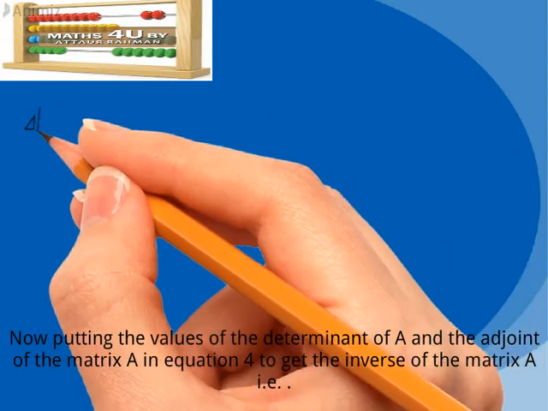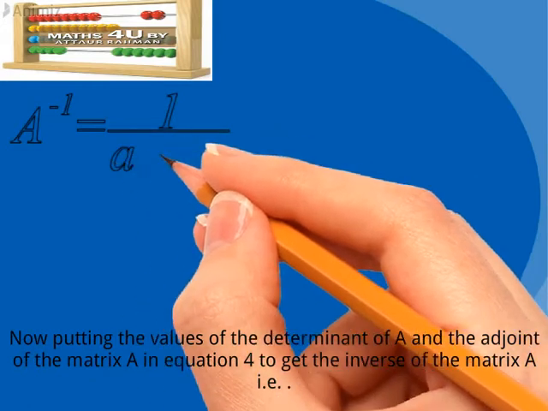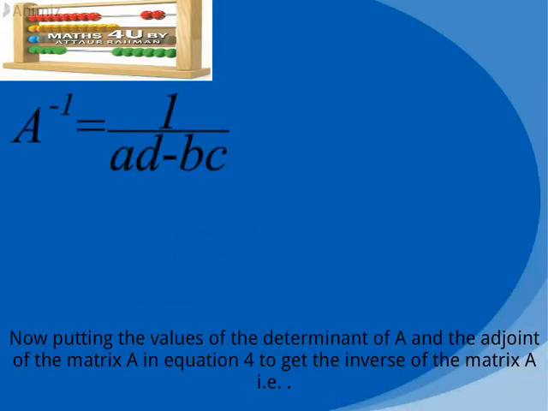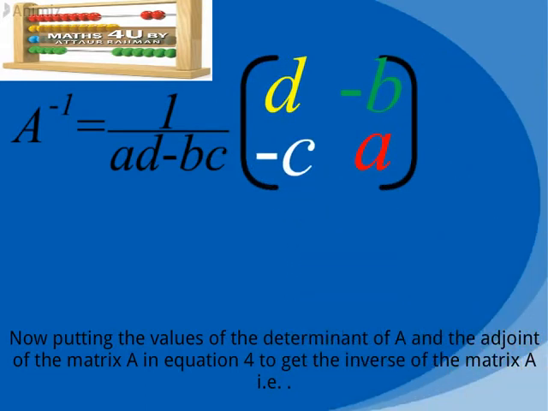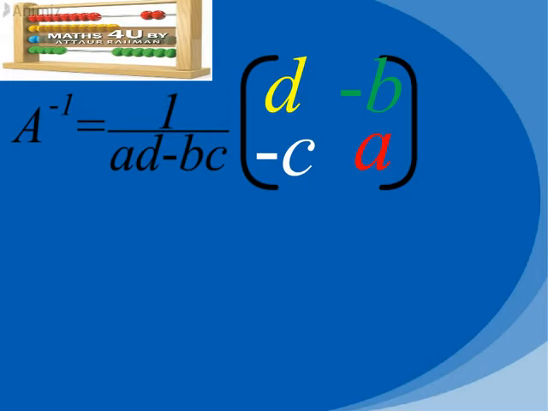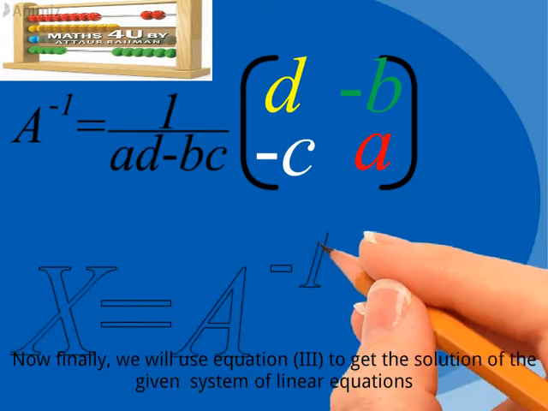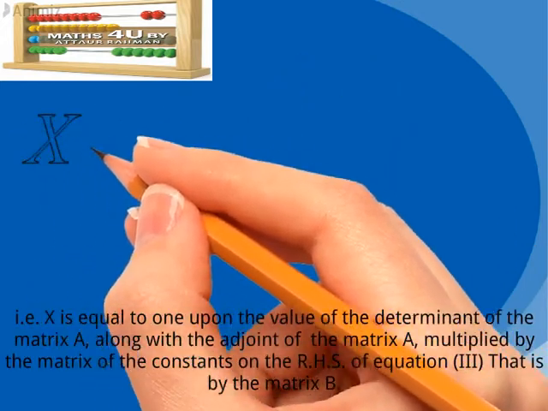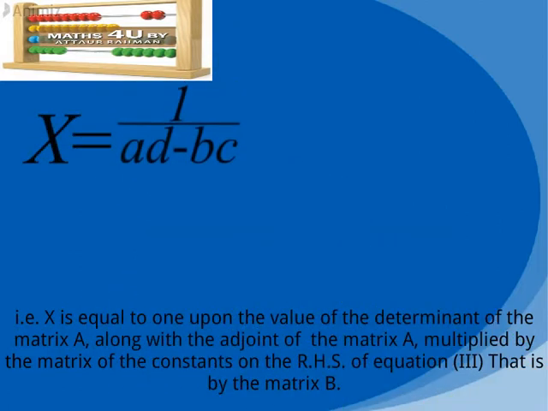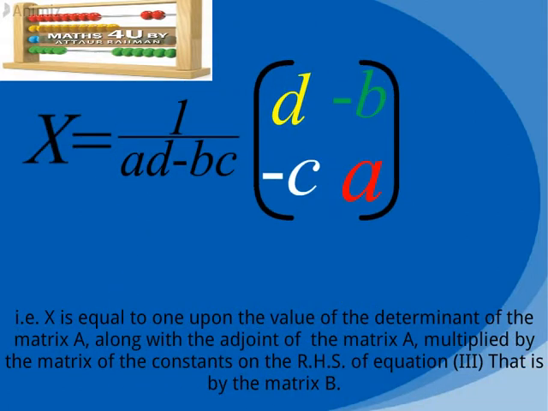Now putting the values of the determinant of A and the adjoint of the matrix A in equation 4 to get the inverse of the matrix A. That is, now finally, we will use equation 3 to get the solution of the given system of linear equations. That is, X is equal to 1 upon the value of the determinant of the matrix A, along with the adjoint of the matrix A, multiplied by the matrix of the constants on the right-hand side of equation 3. That is, by the matrix B.